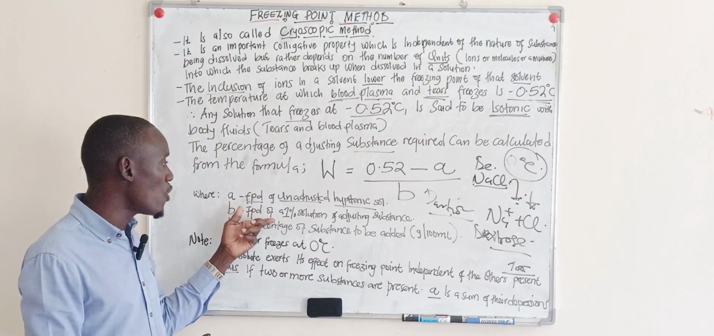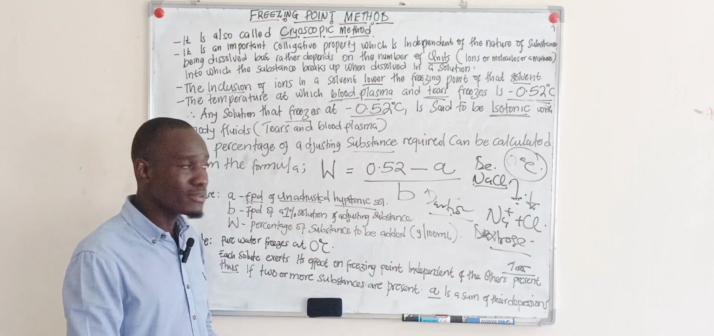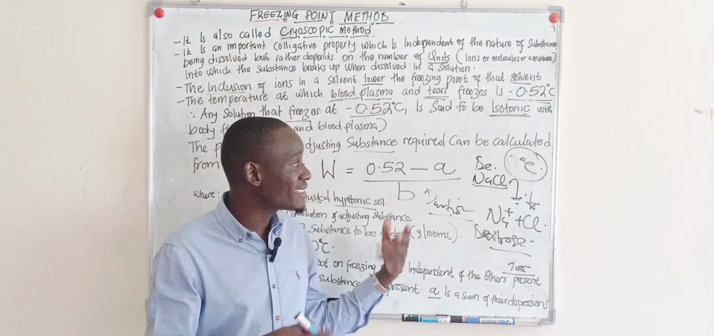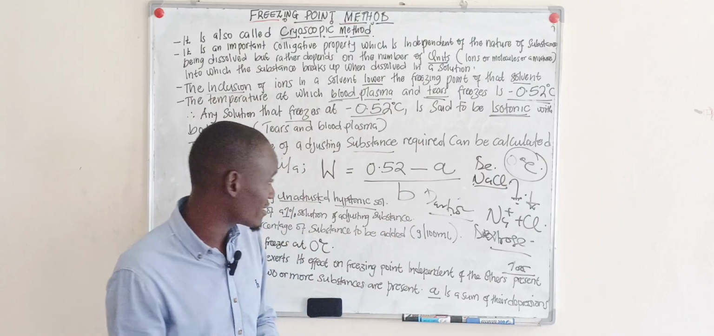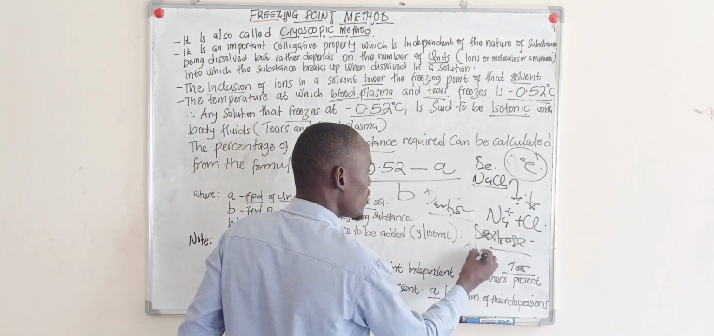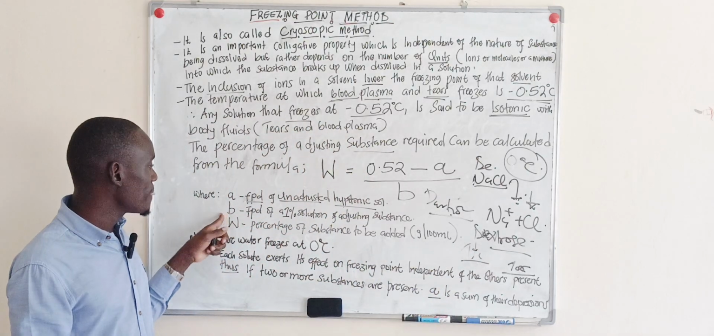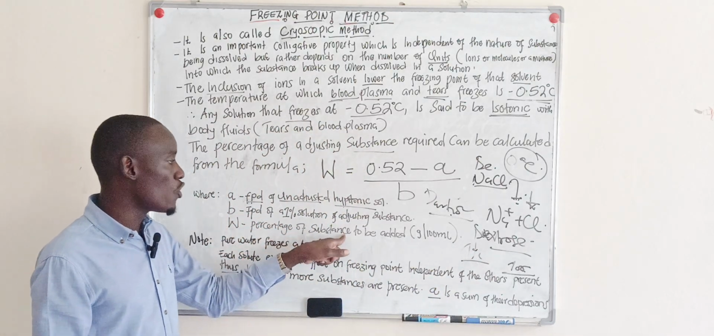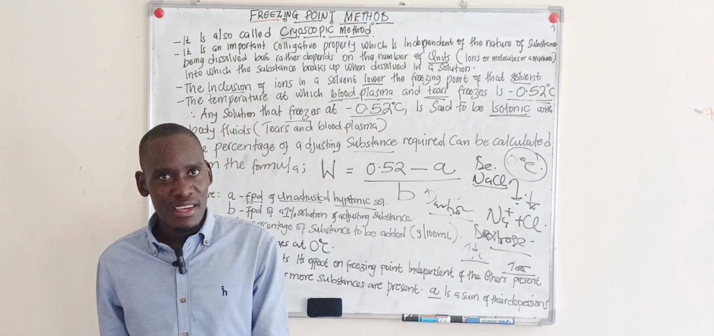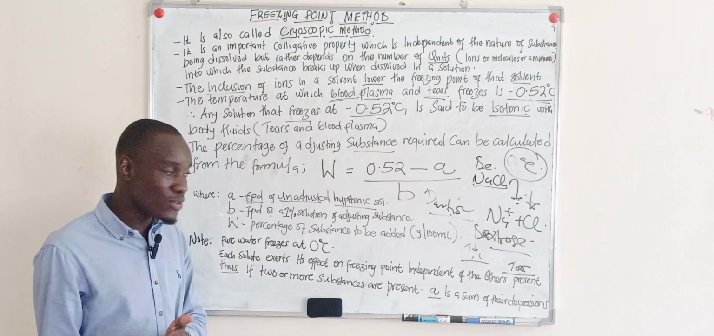B is the freezing point of a 1% solution of adjusting substance. Let's say if they want you to use sodium chloride as the adjusting substance, then the freezing point depression of the 1% sodium chloride will be the letter B. And W is the percentage of substance to be added. If it is sodium chloride, it will be that. If it is dextrose, then it will be our W in that case.